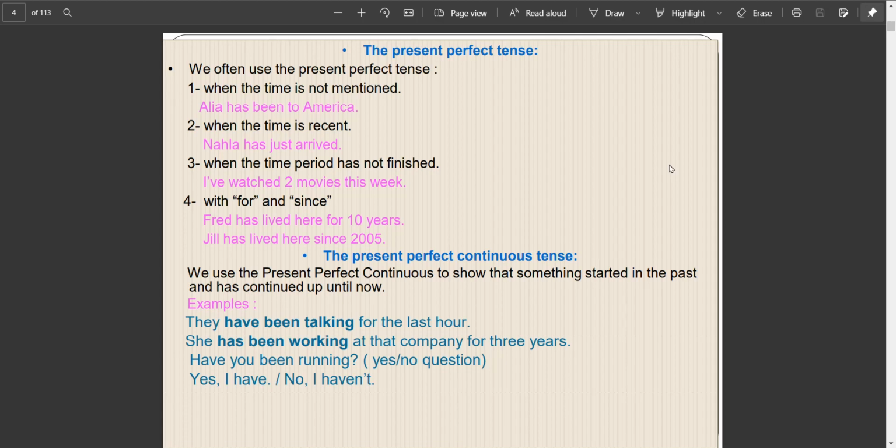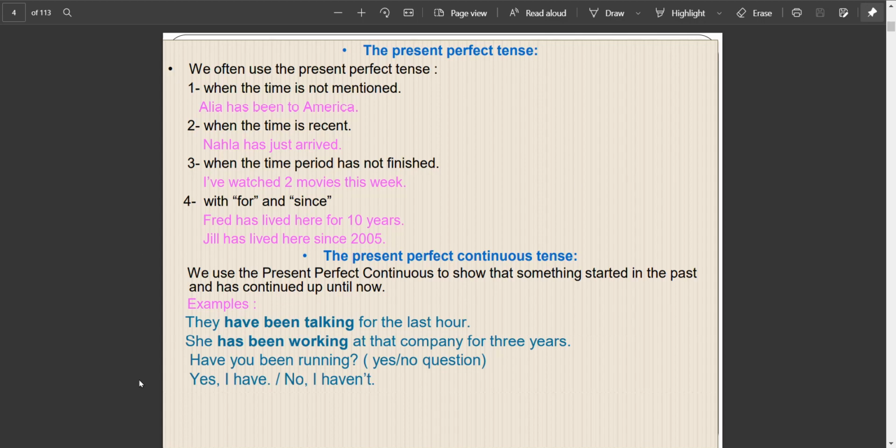Okay, في present perfect tense هو يعني واضح المضارع التام. Right? So now let's come to the present perfect continuous المضارع التام المستمر. This is very important. We use the present perfect continuous نستخدم المضارع التام المستمر to show that something started in the past. شيء ما بدأ في الماضي and has continued up to now. شيء ما بدأ في الماضي واستمر لحد الآن.